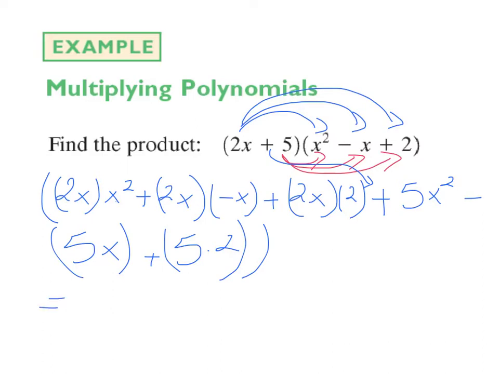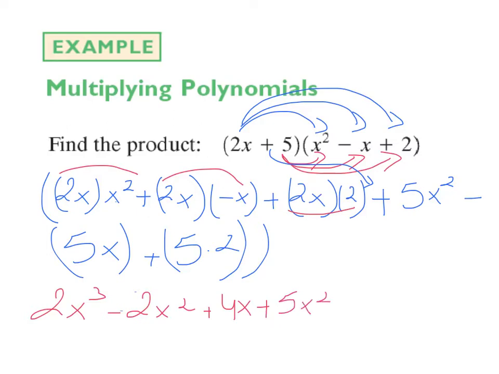So that would be equal to, here we have 2x times x squared is 2x cubed. 2x times negative x is minus 2x squared. 2x times 2 is 4x, plus 5x squared. So we have this one, and negative 5x, and 5 times 2 is 10. And I think this is all right.